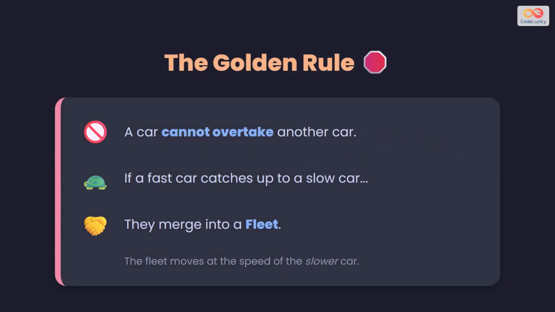Because cars cannot overtake, the dynamics are interesting. If a faster car is behind a slower car, it will eventually catch up. Once it catches up, it cannot pass. Instead, it slows down to match the speed of the car ahead, and they form a single car fleet. From that point on, they move together at the slower car's speed.